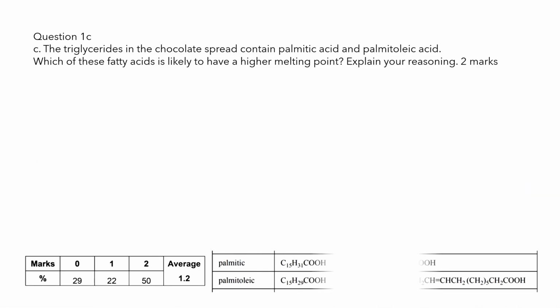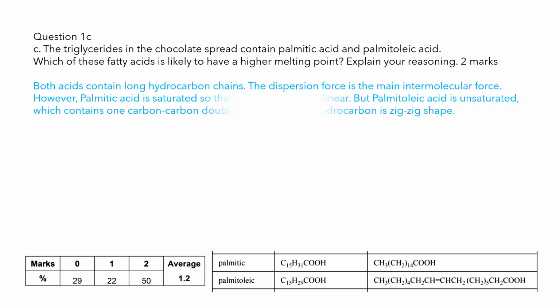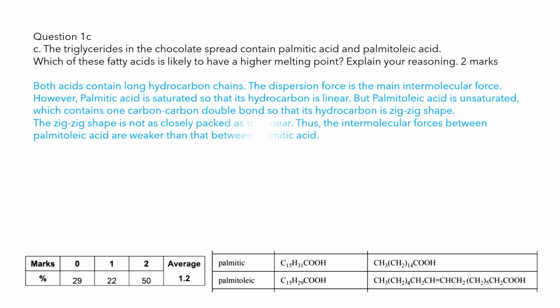Both acids contain long hydrocarbon chains. The dispersion force is the main intermolecular force. However, palmitic acid is saturated so that its hydrocarbon is linear. But palmitoleic acid is unsaturated, which contains one carbon-carbon double bond so that its hydrocarbon is zig-zag shape. The zig-zag shape is not as closely packed as the linear.